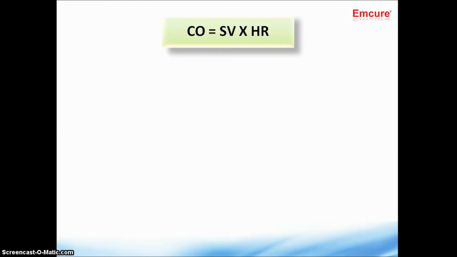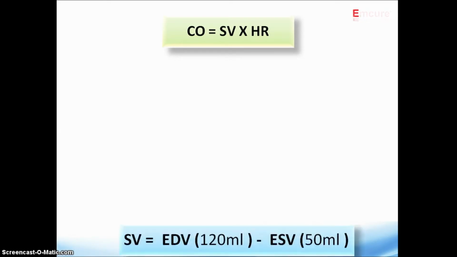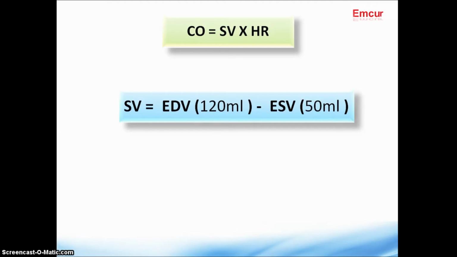So certain other parameters are of utmost importance. First is the cardiac output. Now this is an equation, a mathematical equation which will give you the values of the cardiac output. So it will be a formula, a mathematical formula to be precise. So cardiac output is equal to SV into HR. Well, if you elaborate it, cardiac output is equal to stroke volume into heart rate.